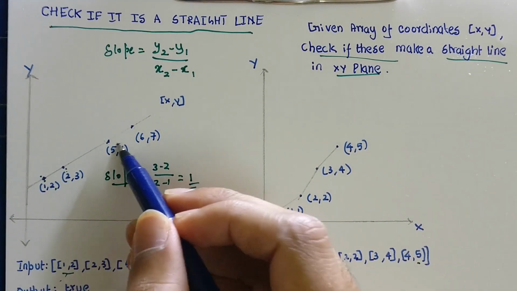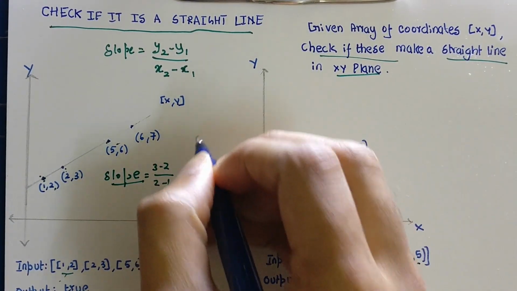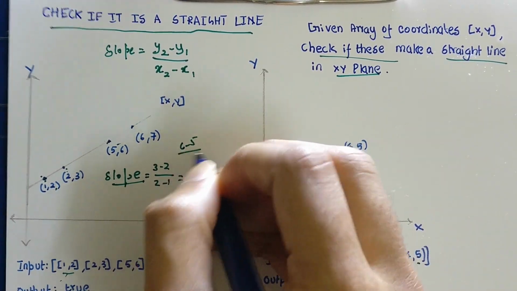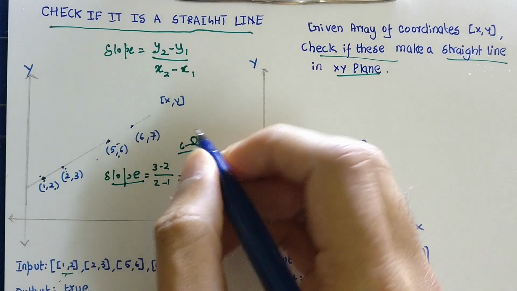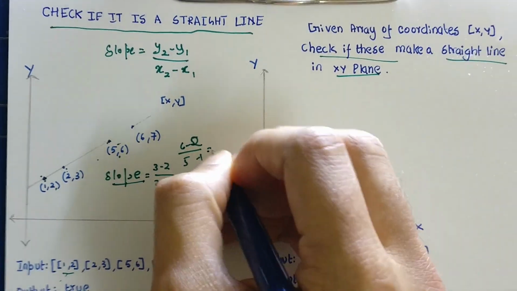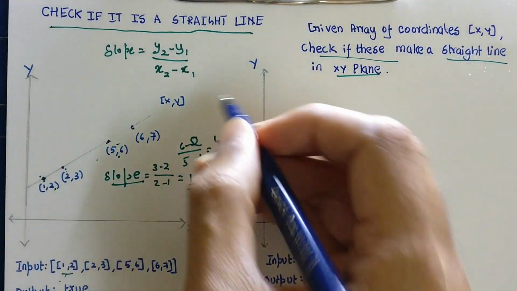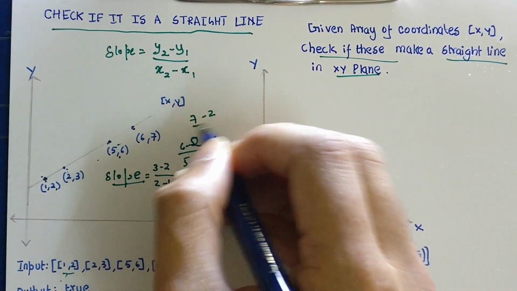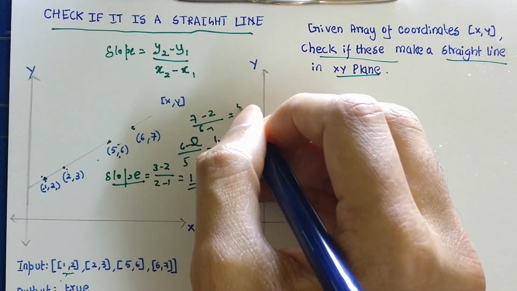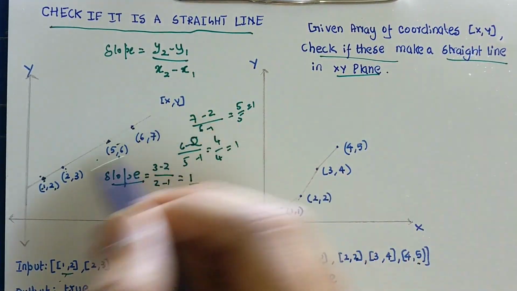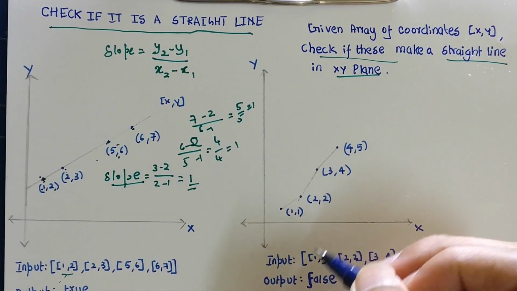If we see for this example, if we consider this point and consider the slope with respect to the first point, it is 6 minus 2 by 5 minus 1, which is 4 by 4, which is equal to 1. If we consider this point, 7 minus 2 divided by 6 minus 1, which is 5 by 5, which is 1. So all the slopes are the same, which is 1. So they lie on the straight line.